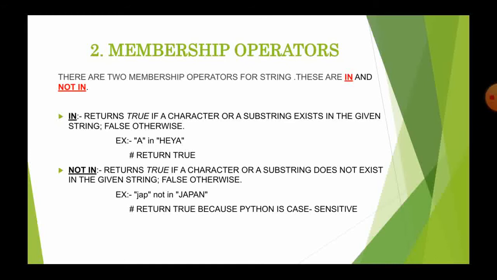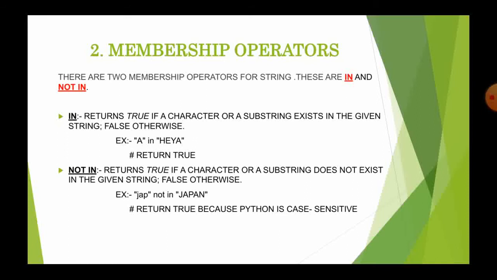For example, if we specify B instead of A, B in here, the letter B is not present in here, so it will return a false value. The next operator, not in. The not in operator is the opposite of the in operator. It will return true if a character or a substring does not exist in the given string. Otherwise, it will return a false value.